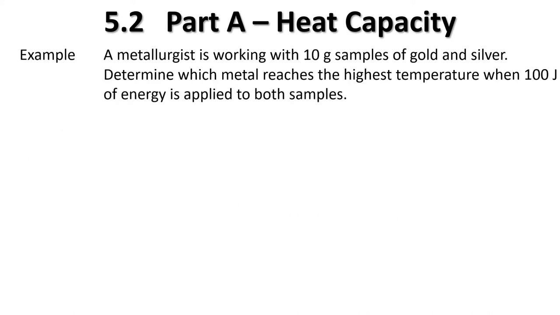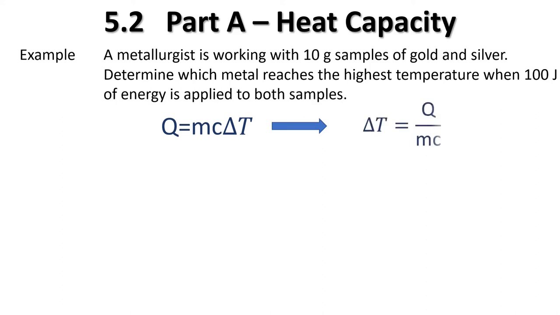A metallurgist is working with 10-gram samples of gold and silver. Determine which metal reaches the highest temperature when 100 joules of energy is applied to both samples. So there's our formula, but this question is asking us about a temperature change. So we actually have to rearrange the equation. There's a couple of different ways you can rearrange this one.